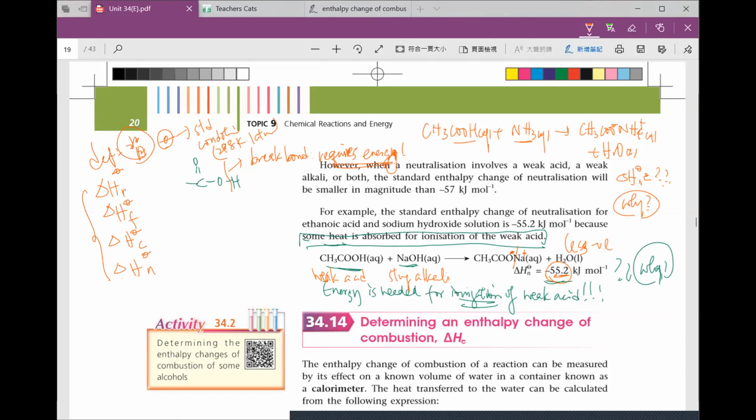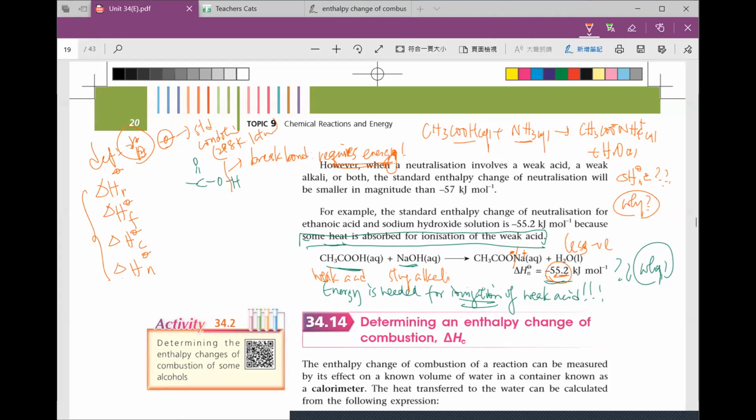Anyone who can do a factual recall after several hours of sleep, could you still remember why this data is less negative? The magnitude is smaller while it stays negative. Shall I call upon Wu Gaolong? Morning. Because it needs energy to break the bond. Yes, energy to break the bond. Which bond? OH bond. Okay, OH bond.